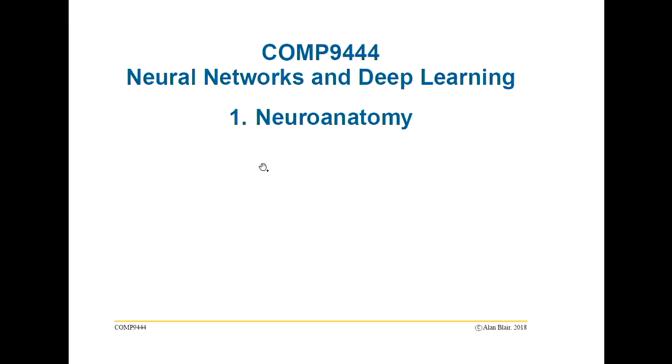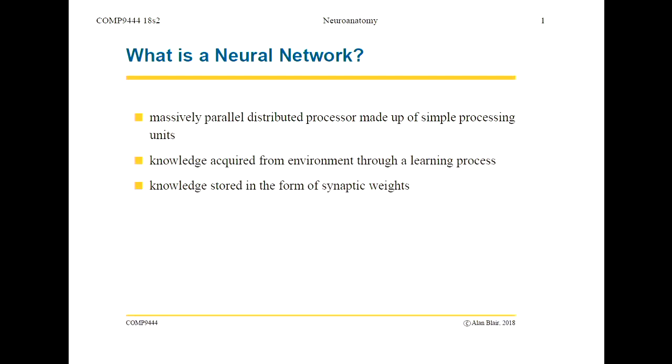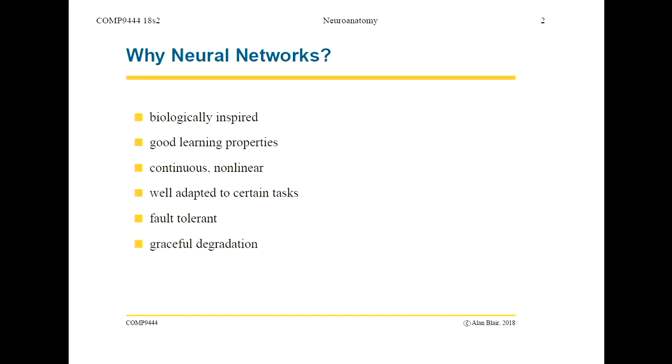Okay, so we start by talking a little about the brain and neuroanatomy. We're not going to go into great detail about this, and this is more background knowledge rather than examinable material. But what is a neural network? Well, it's a massively parallel distributed processor made of simple processing units. Knowledge is acquired from an environment through a learning process, and the knowledge is stored in synaptic weights.